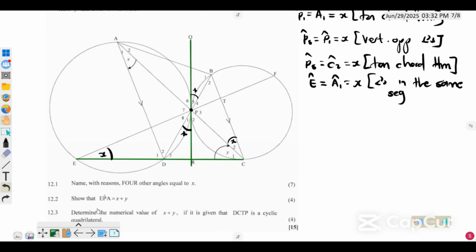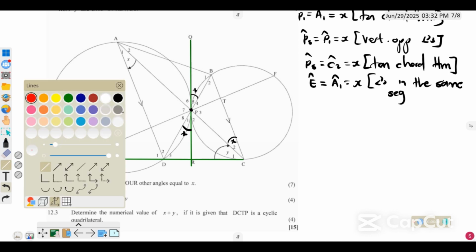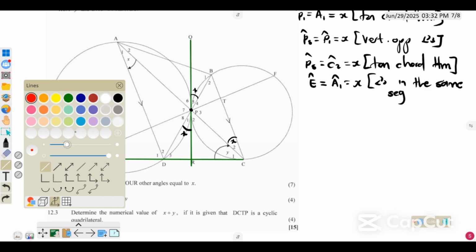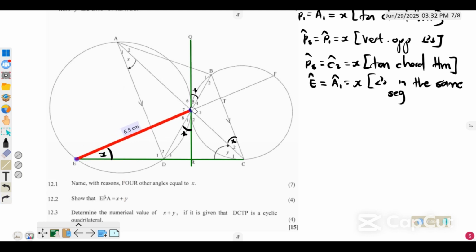Moving on, show that EPA is equal to x plus y. Where's EPA? Let's mark that in bold. E, P, and A. So basically they're looking for this angle, and we must show that it is equal to x plus y. Before I even attempt this, let me find another angle that's equal to that. The very same chord goes on to subtend angle D1. Right, at least now I have this. Those two are equal to each other.